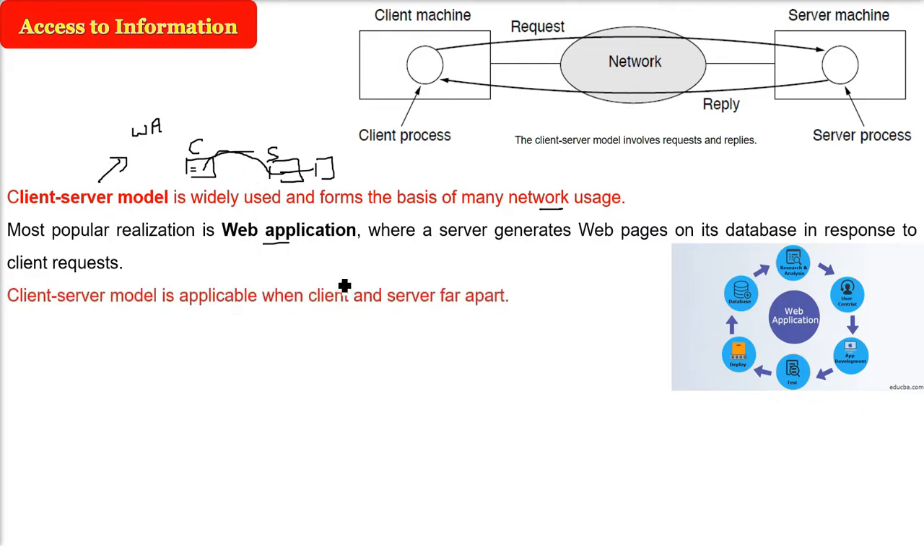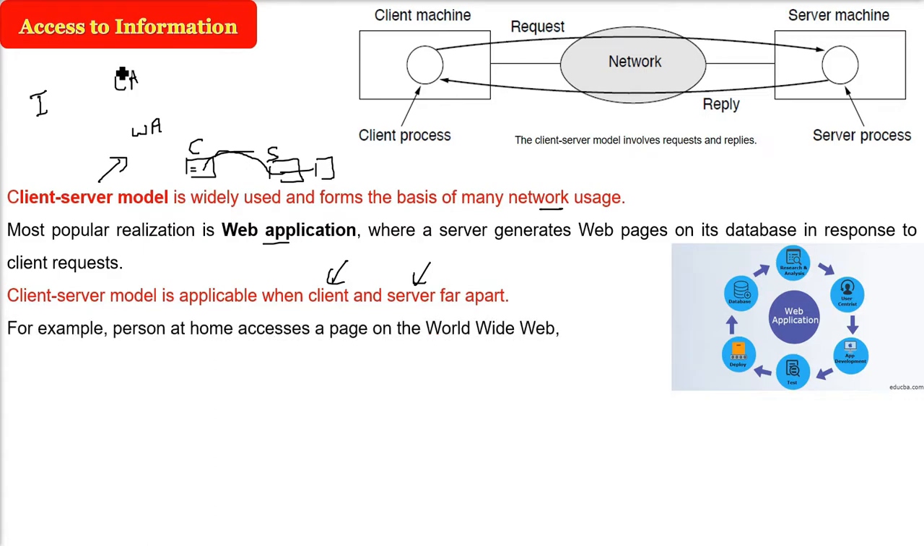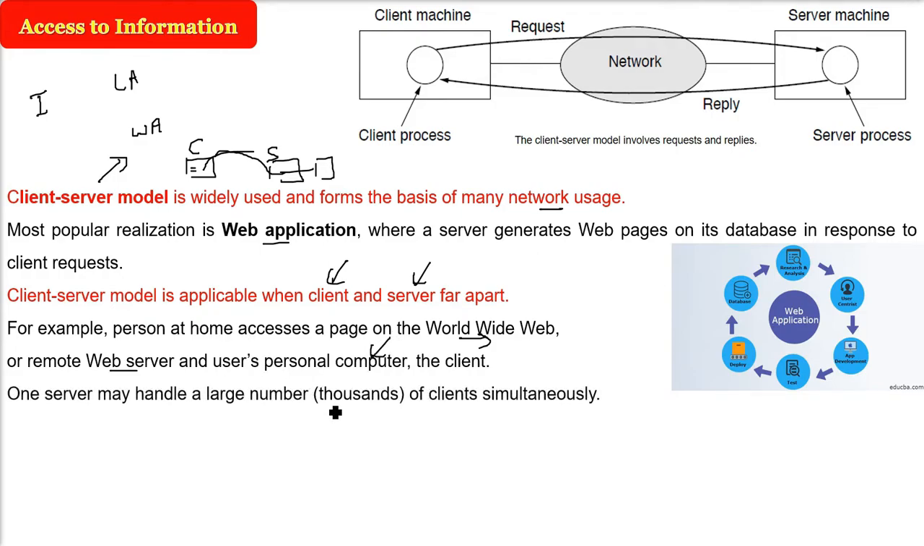So the client-server model is not just in a building, it is applicable even to opposite corners of the globe. If you are in India and there is a server in Los Angeles, you can still get the information. For example, a person at home is accessing a page through the World Wide Web, the internet, on a remote web server, and the person sitting at home is the client.